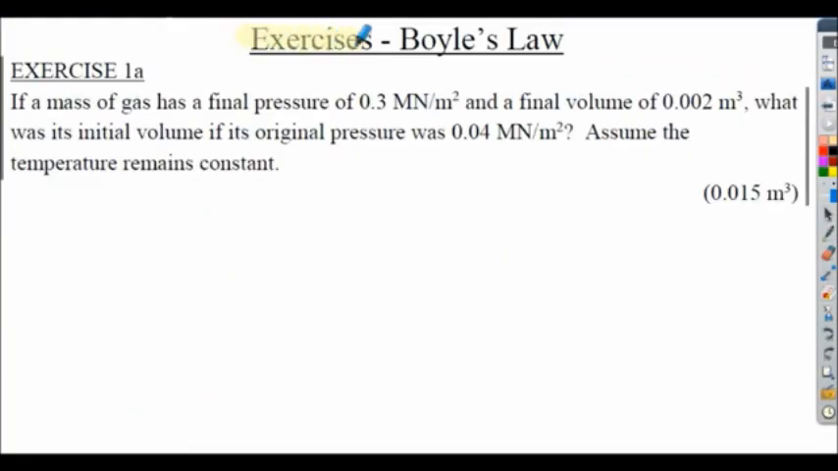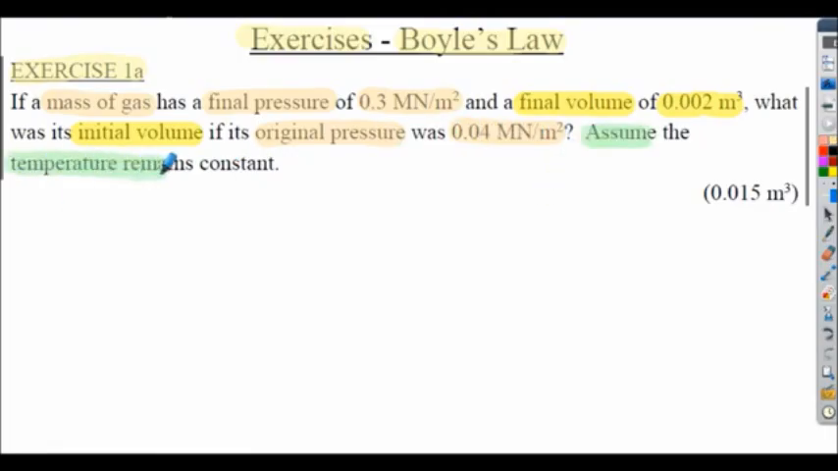Here are now some exercises related to Boyle's law. Exercise 1A, a mass of gas has a final pressure of 0.3 meganewtons per meter squared and a final volume of 0.002 meters cubed. We've got to find what was the initial volume of the gas if its original pressure was 0.04 meganewtons per meter squared. We assume the temperature remains constant throughout, so again an isothermal process. Answer shown in a bracket here.